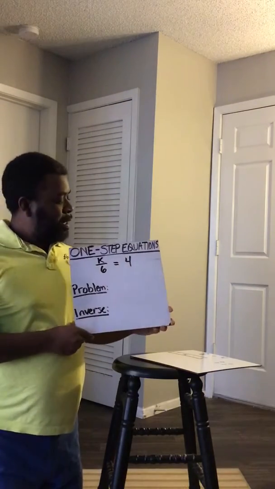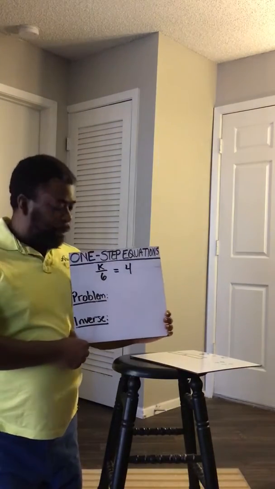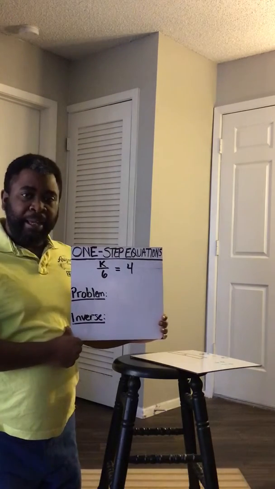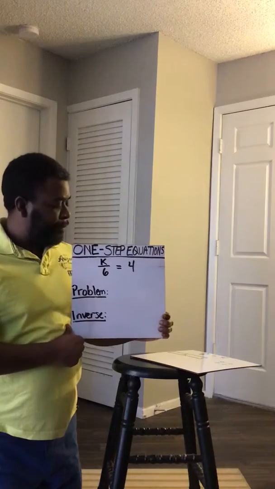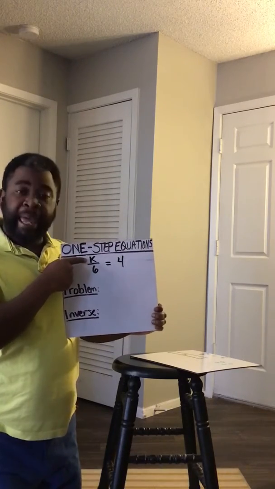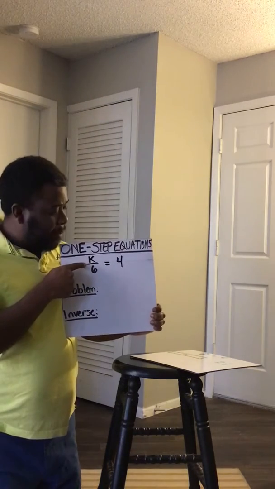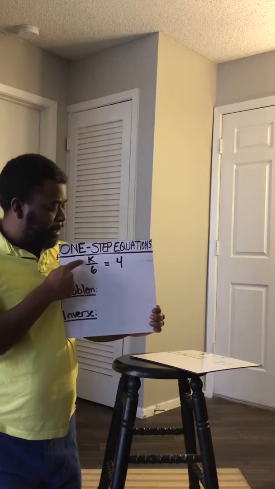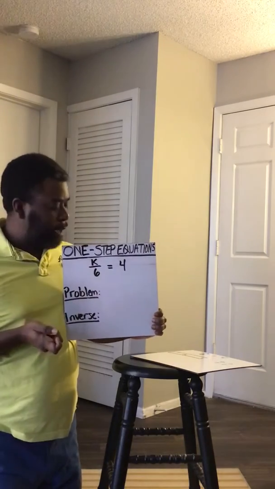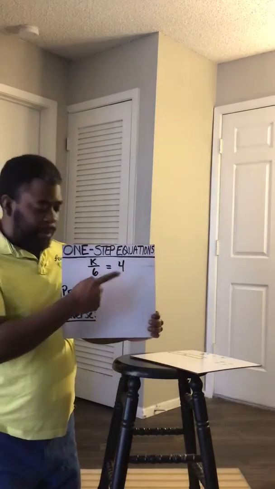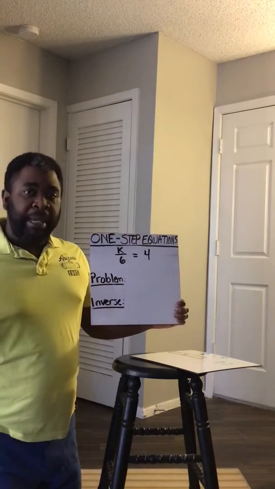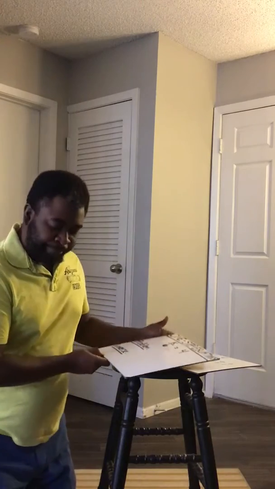Okay, we're still doing one-step equations. In this example, we have k divided by 6 is equal to 4. So some number k divided by 6, because it's in fraction form, which means division, is equal to positive 4. So we know that this is a division problem.